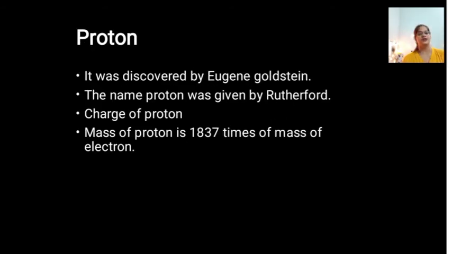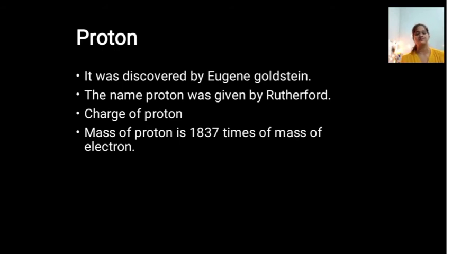That is the proton. Protons were discovered by Eugene Goldstein, but the name proton was not given by Goldstein, it was given by Rutherford. The charge of the electron is minus 1.6 into 10 to the power minus 19 coulombs, but the charge of the proton is plus 1.6 into 10 to the power minus 19 coulombs. So simple.